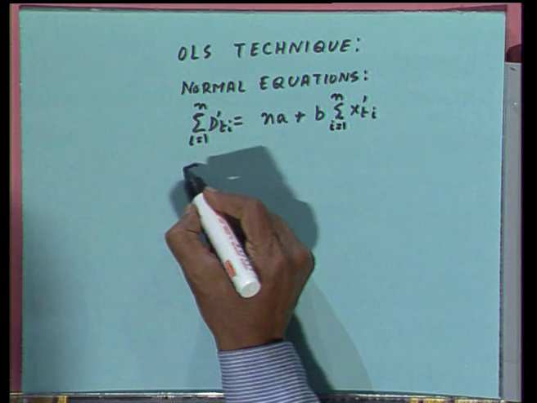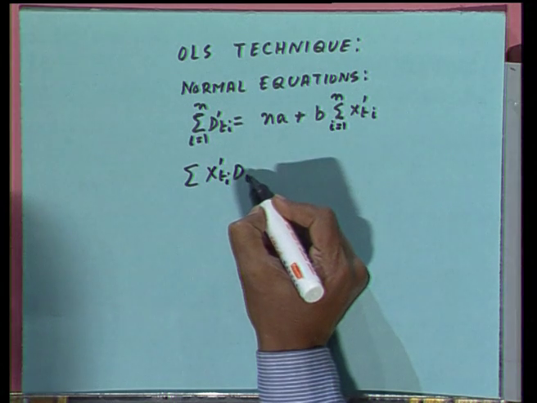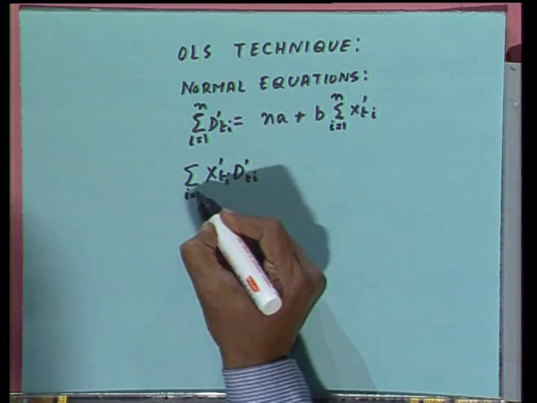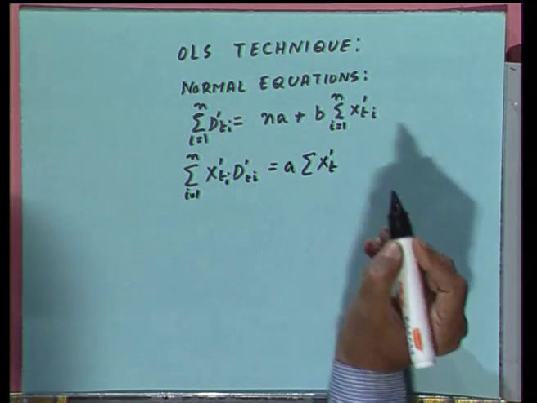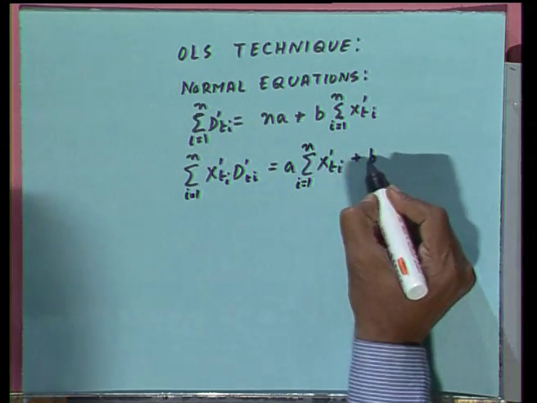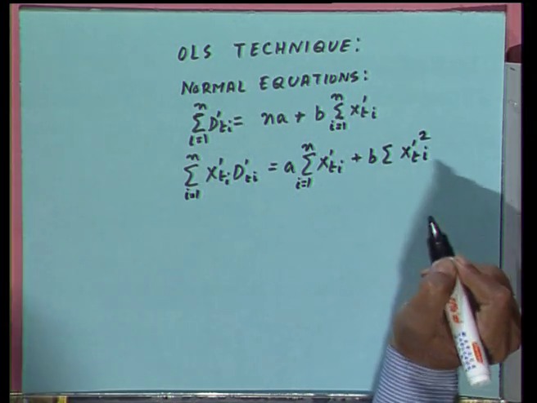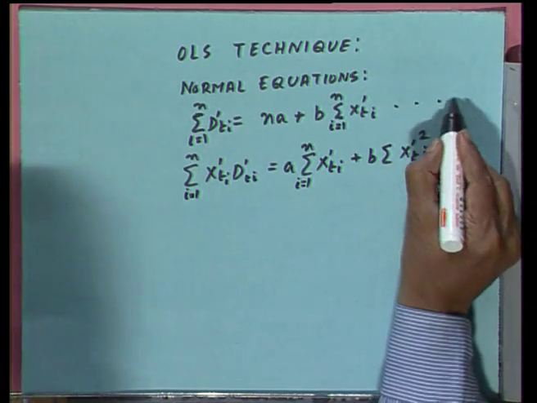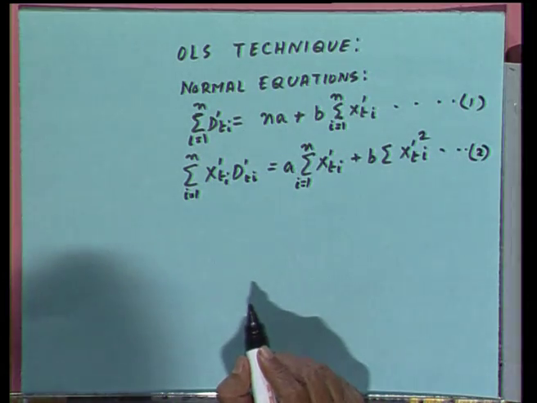The second normal equation is again xt prime dt prime, again i's will be there definitely, i going from 1 to n, is equal to A sigma xt prime, i going from 1 to n, plus B sigma xti prime square. So these are the two normal equations, I call them equation 1 and equation 2, which will enable the estimation of A and B. We have to solve these two simultaneous equations and estimate the values of A and B.